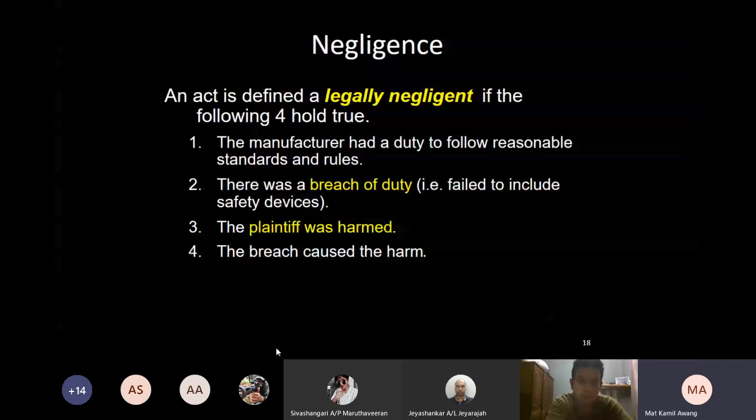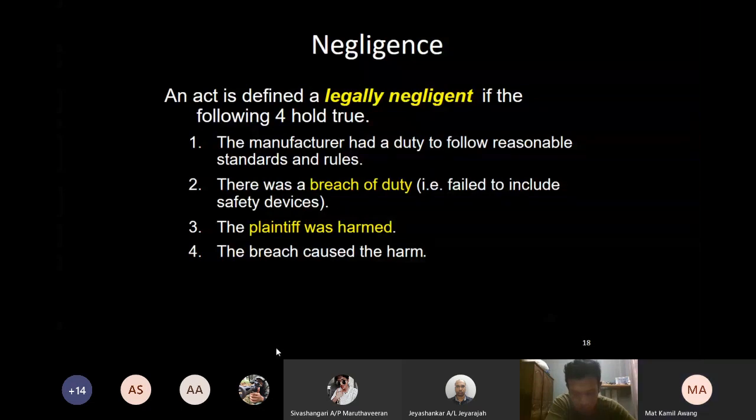So the negligence is actually defined as legally negligent if the following four items are true. The first one, the manufacturer has a duty to follow reasonable standards and rules. So if the manufacturer must follow a standard and rules, that is one of the factors for being legally negligent. Second, there must be a breach of duty, or failure to include safety devices, for example. So there must be a rule and there is a breach of the duty of the rule.